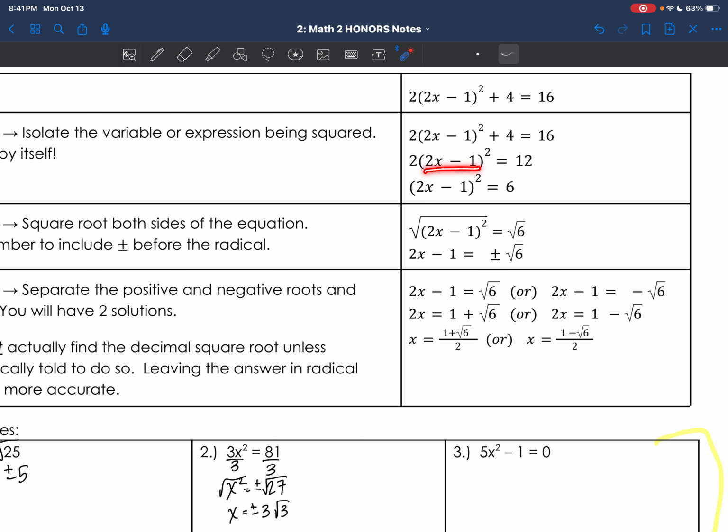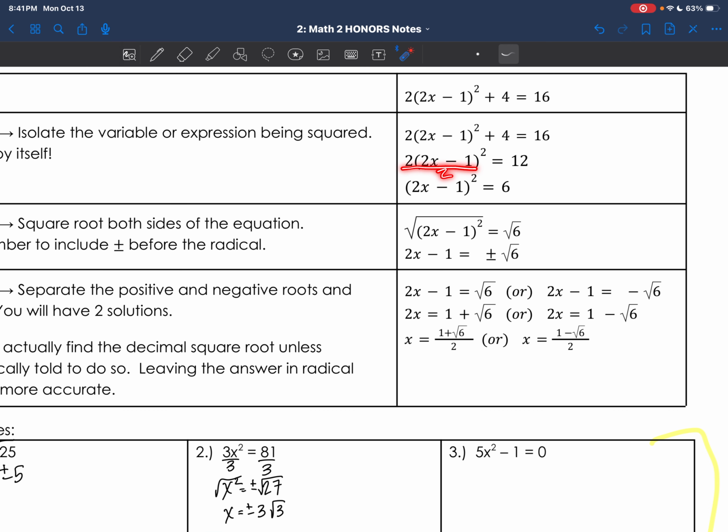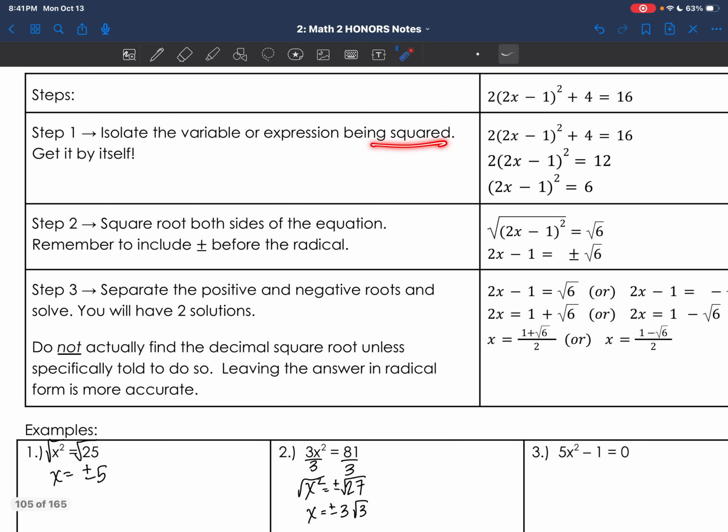Now if you notice, this part being squared is all on this side. Now we've got to move this 2 over by dividing by 2. So only this part is the part being squared. Once we have this, the inverse of a square is to take a square root. And once you do it to one side, you have to do it to the other. Then don't forget that you need to include the plus or minus sign before the radical.